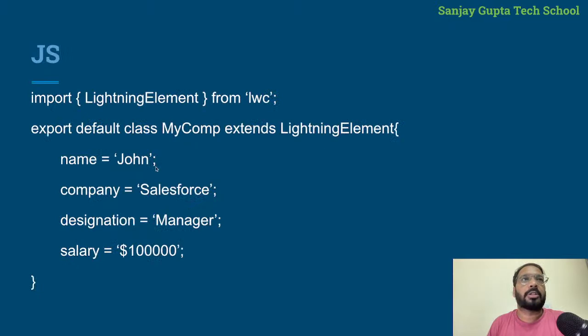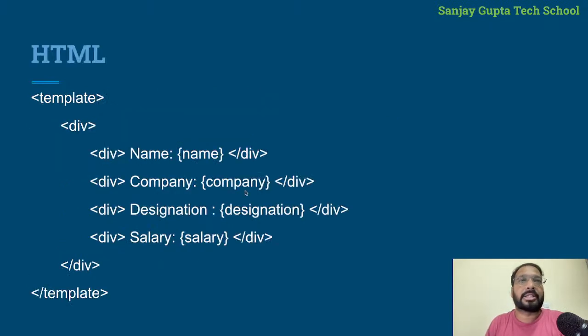If I move forward, this is our JavaScript file, and here you can see I have created all the variables. Again, remember, in JavaScript, whatever variable you create is known as a property, right? So we have created 4 properties: name, company, designation, and salary. John, Salesforce manager, and this 100K dollar value is the salary. If you want to use these properties in the HTML file, this is the syntax: you just need to enclose them in curly braces.